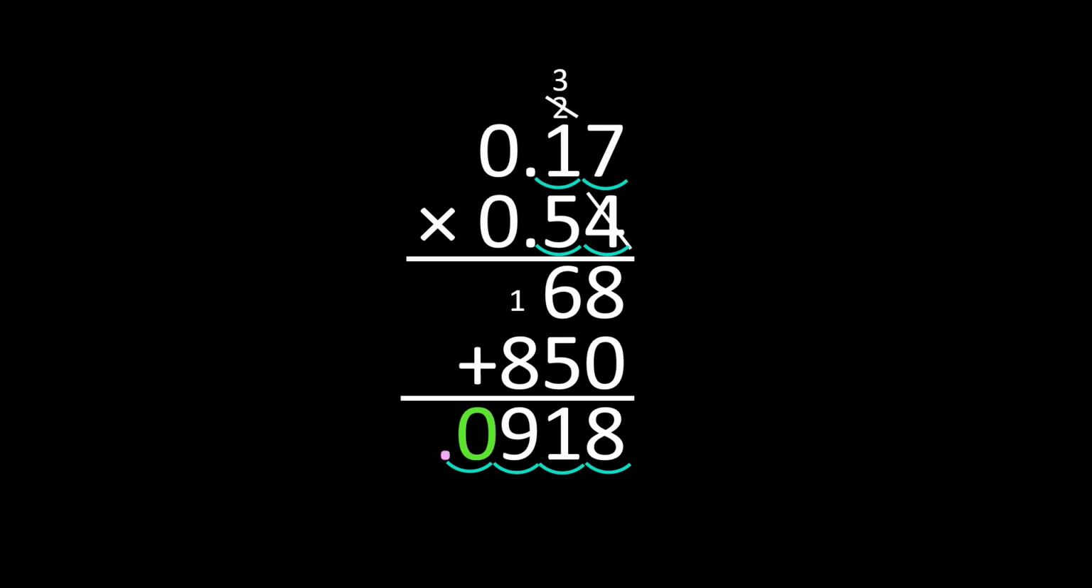Our decimal point goes in front of that 0, and when we write numbers, we do place a 0 in front of the decimal point if there's not another digit there already. So this is our final answer.